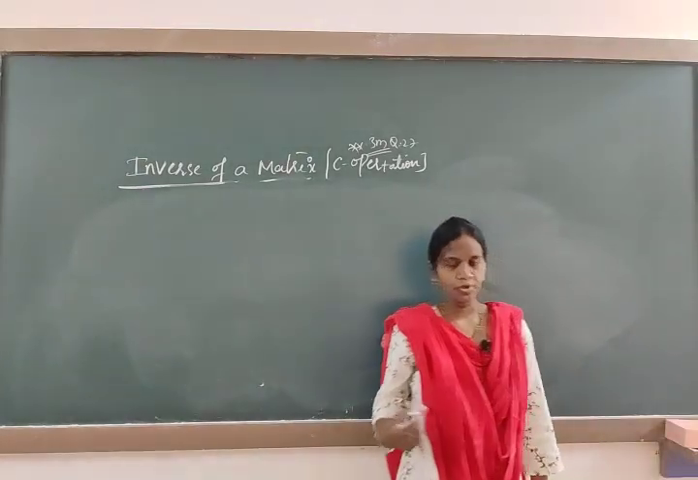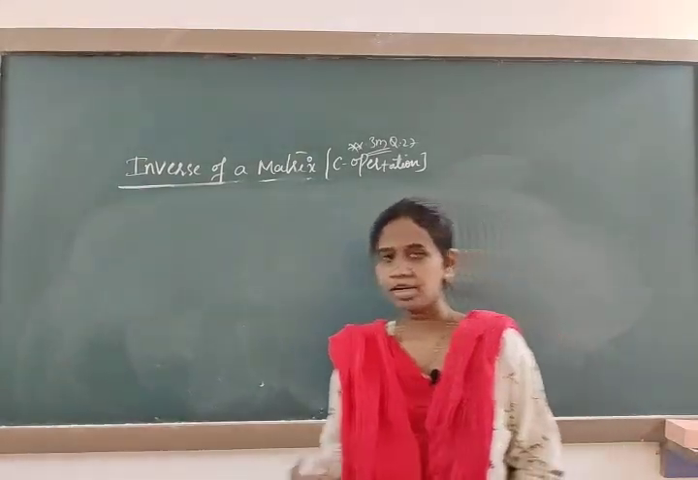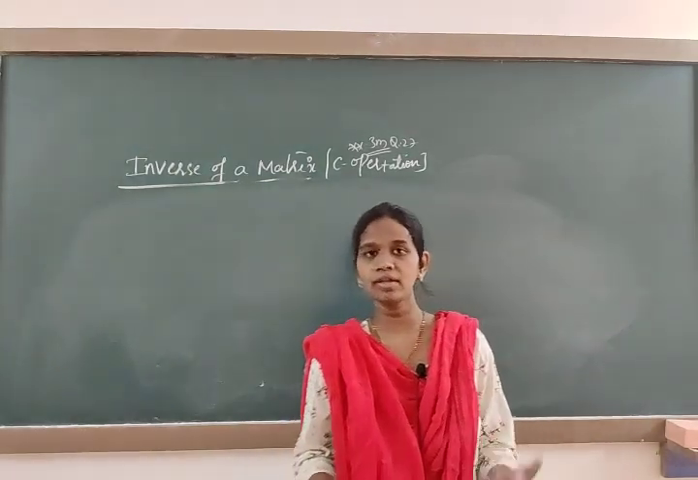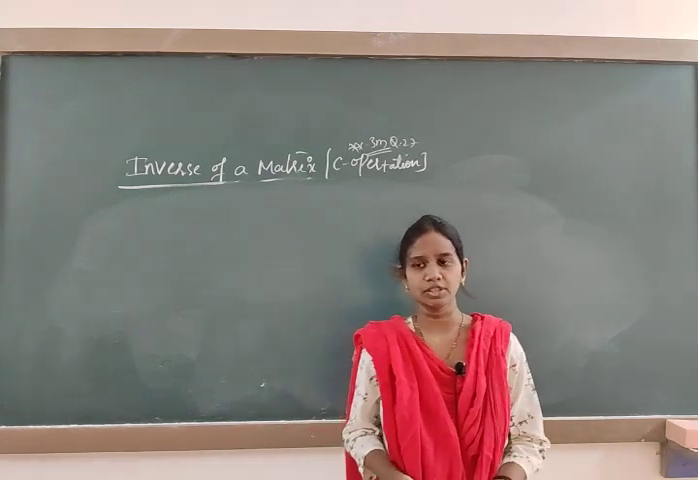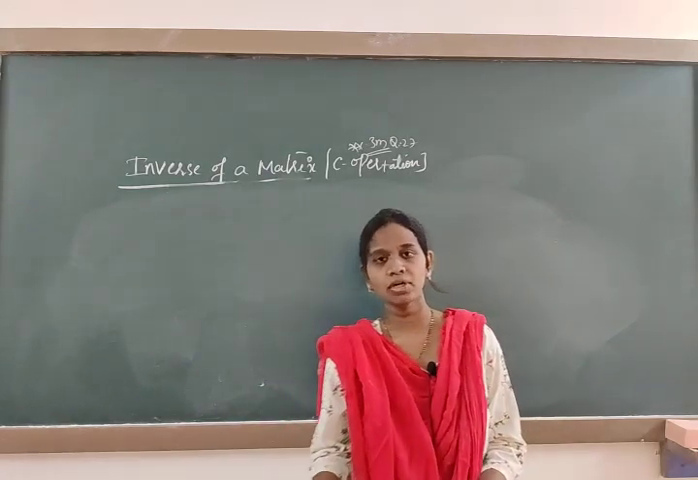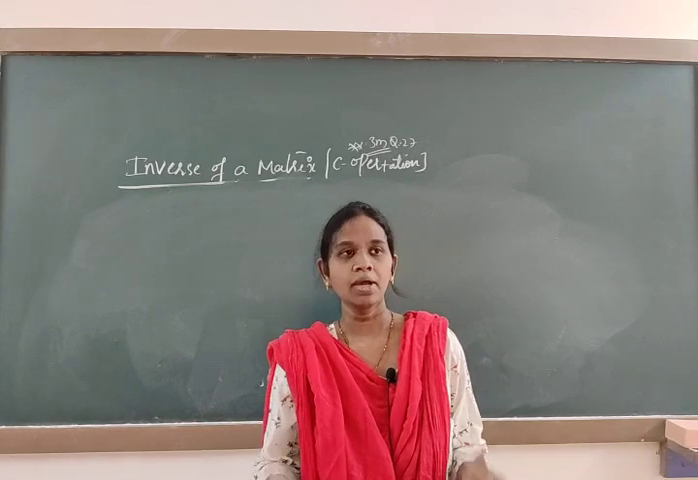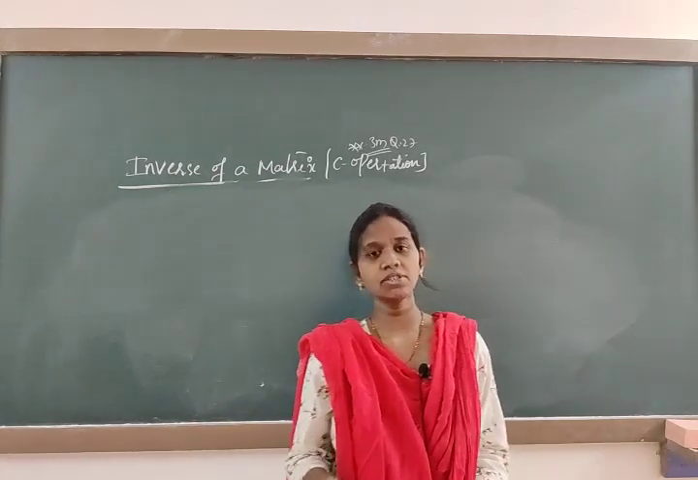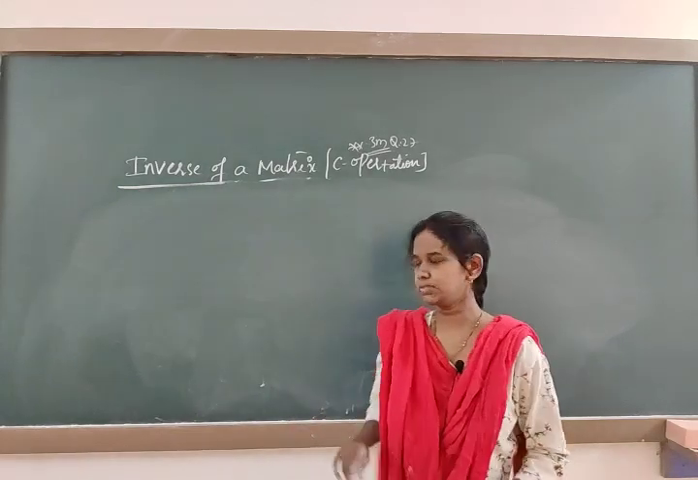So up to here we have studied the elementary row transformation and column transformation. From this we understood that whether you prefer row transformation or column transformation, the inverse is unique. Based on that, there is a theorem. The name of that theorem is uniqueness of inverse.